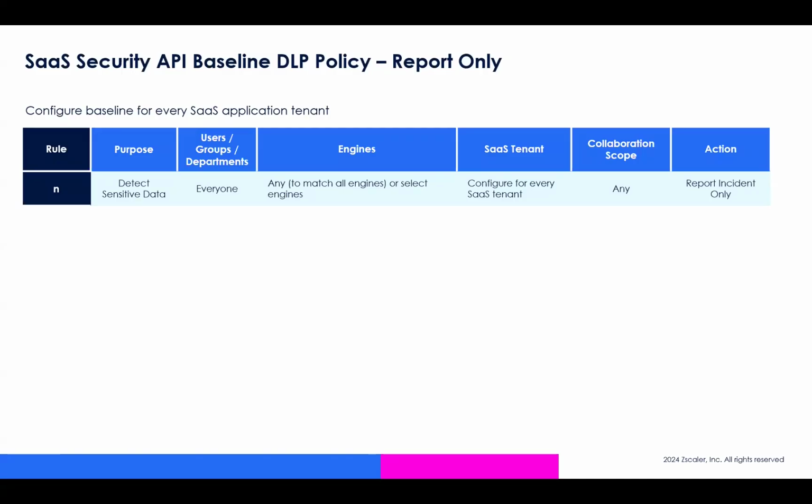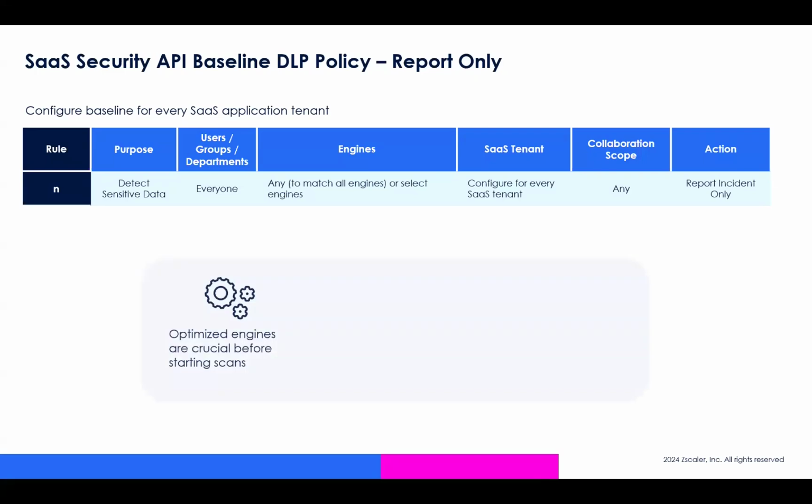This policy will need to be configured once for each SaaS tenant that you wish to scan. So for example, if you have 8 SaaS tenants onboarded, you'll need to make this policy 8 times, once for each SaaS tenant. The collaboration scope here should be set to any, and the action should be set to report incident only to ensure that no blocks happen.